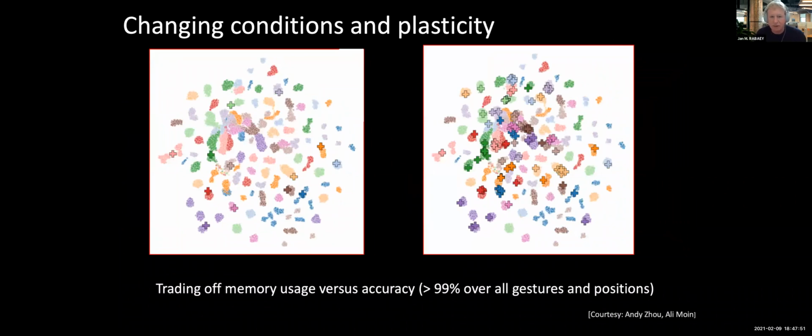And actually we found a number of ways to optimize what I store, what I remember, based on various conditions and plasticity. Here's an example where I use just one single prototype for every gesture, but chosen in such a way that I maximize the overall response. It's actually 99% over all gestures and positions, versus having prototypes for every single gesture in every single position. So that gives you some idea of the type of things we're playing around with.